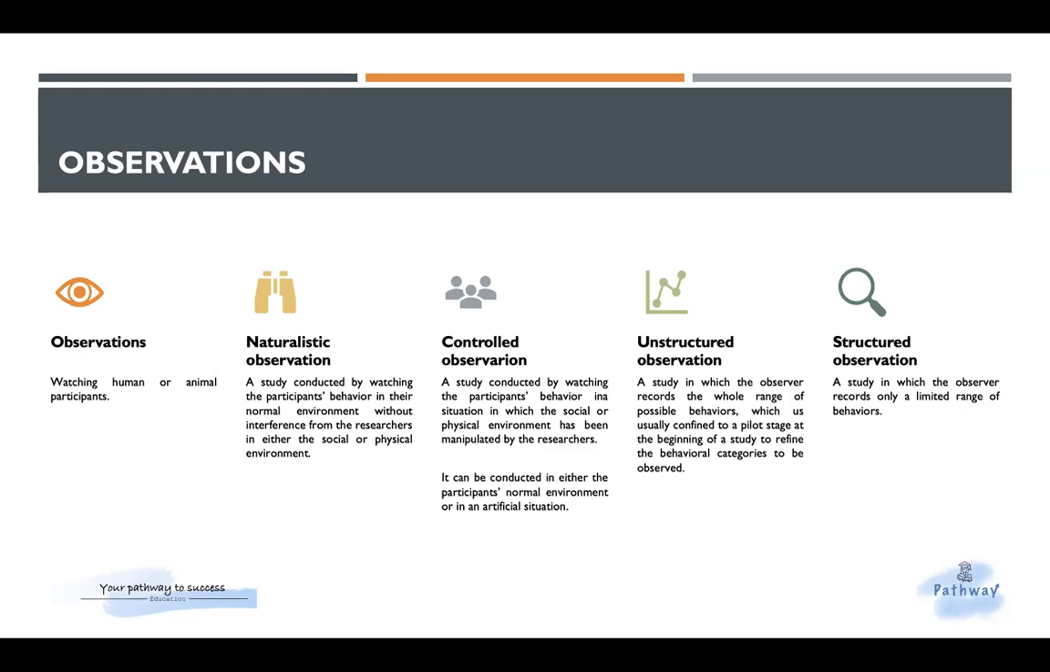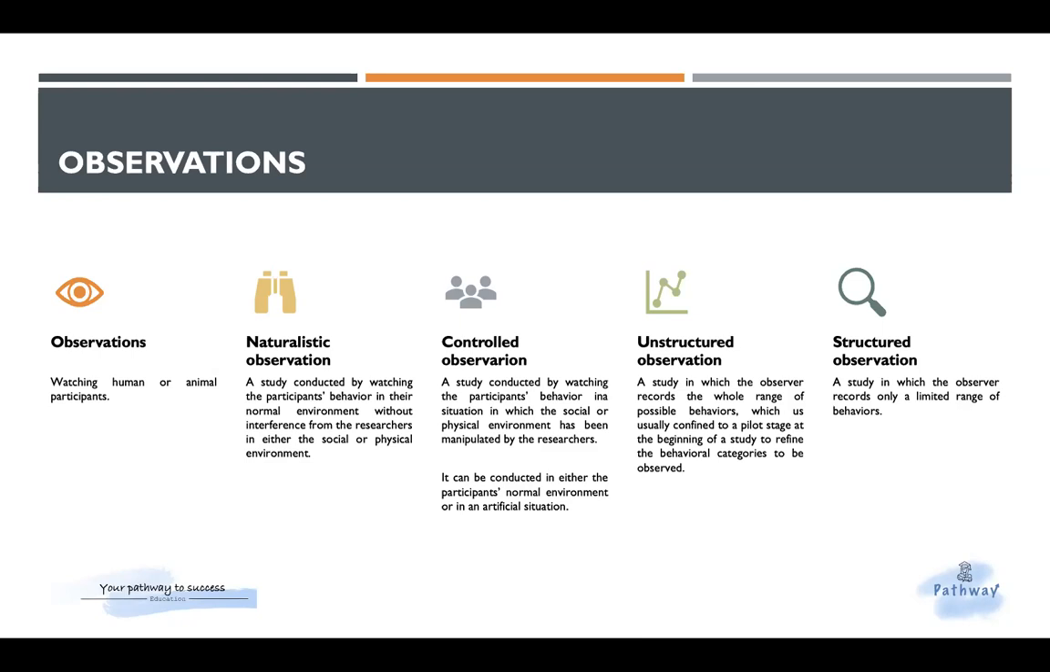A naturalistic observation is conducted in the participant's normal environment without interference from the researcher in either the social or physical environment. And a controlled observation is conducted in a situation which has been manipulated by the researchers, which may be in terms of the social or physical environment. Controlled observations can be done in either the participant's normal environment or in an artificial situation such as a laboratory.